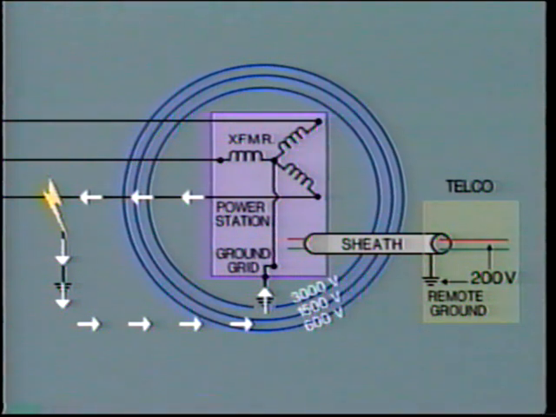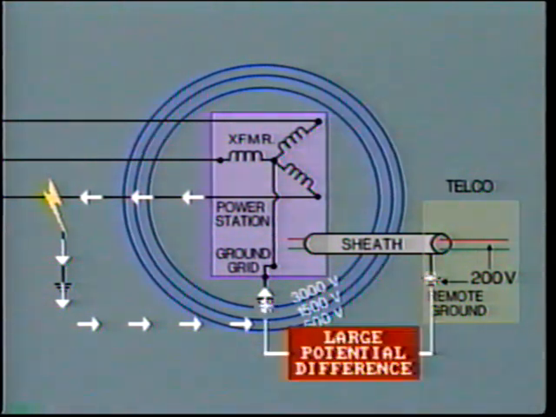Now you can see the problem. Under fault conditions, we have a potential difference between local ground and remote ground. When the telephone wires enter the substation, the local ground may be several hundred or perhaps thousands of volts higher than the voltage on the pair of telephone conductors. Remember, these conductors are capacitance coupled to the cable sheath, which itself is connected to remote ground.